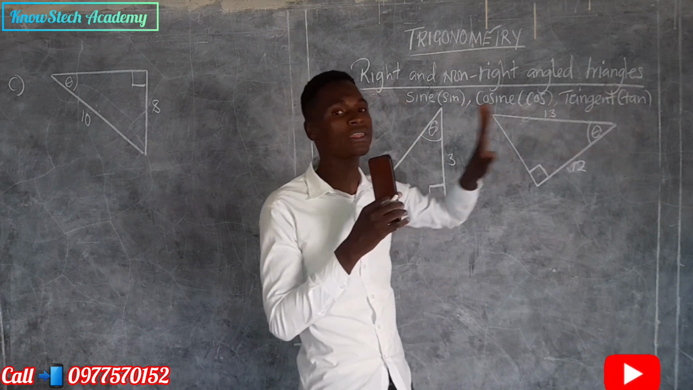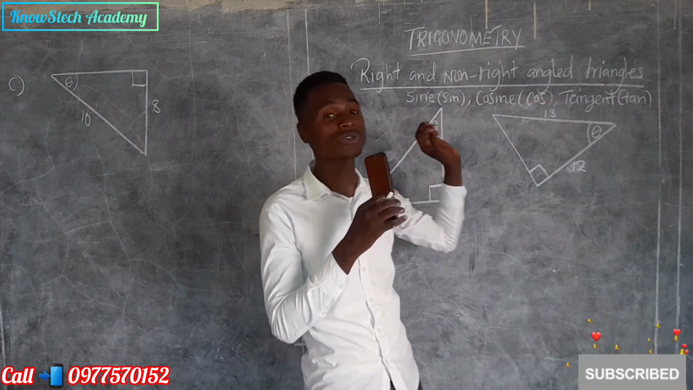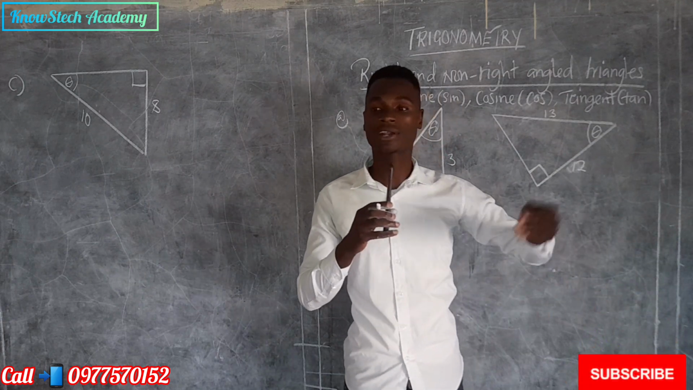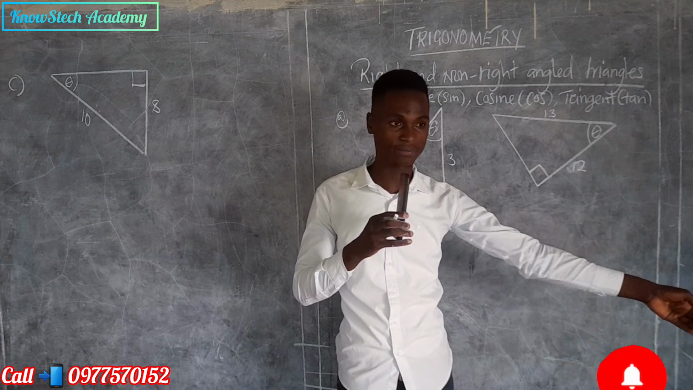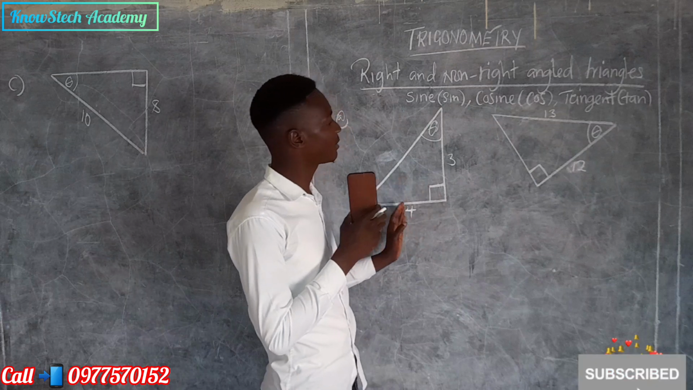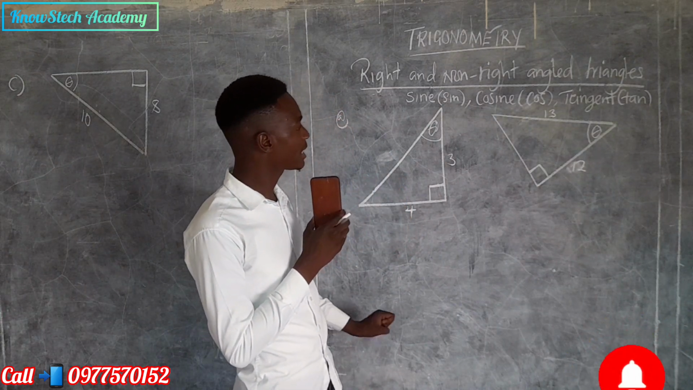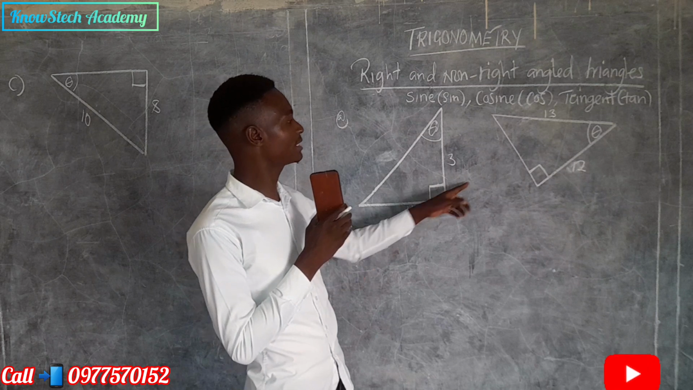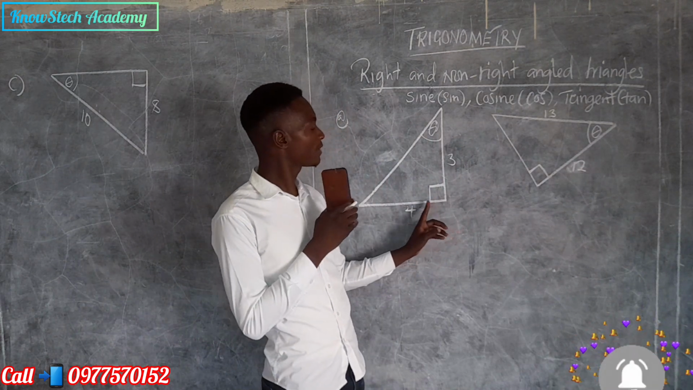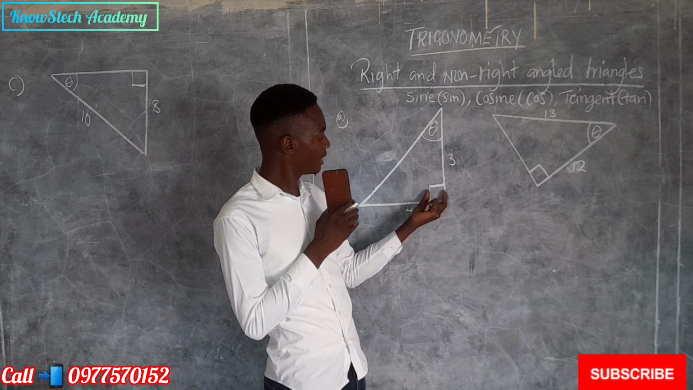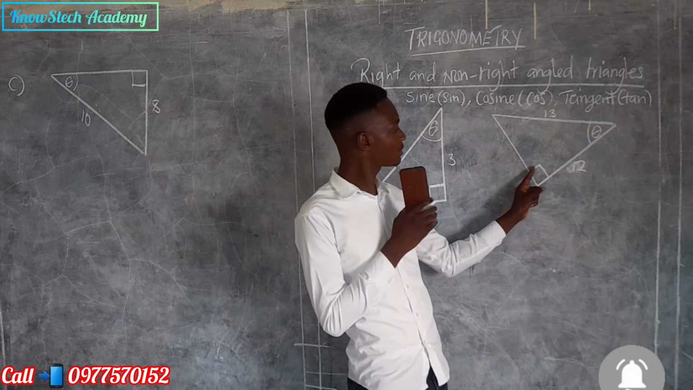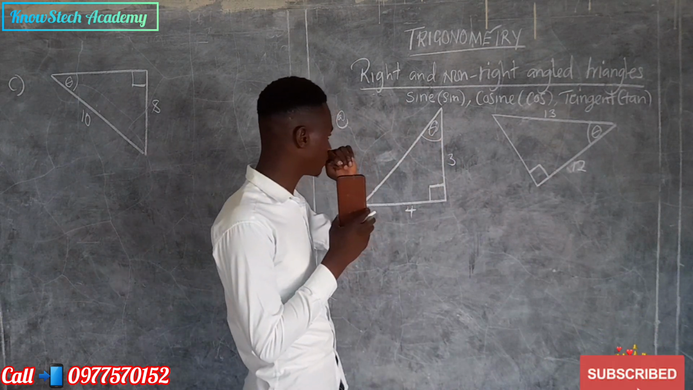As the subtitle here reads, right and non-right angled triangles. In this lesson, we're going to look at right angled triangles as well as non-right angled triangles. Today we will look at right angled triangles. A right angled triangle is a three-sided polygon with a 90-degree angle in it. For example, we have this one, with a 90 degrees angle. Then this one is also a right angled triangle.